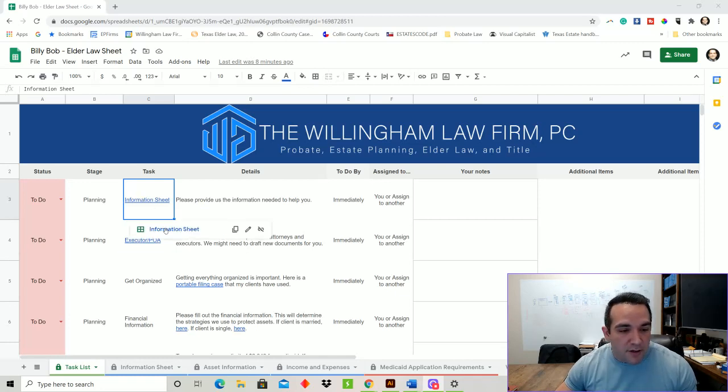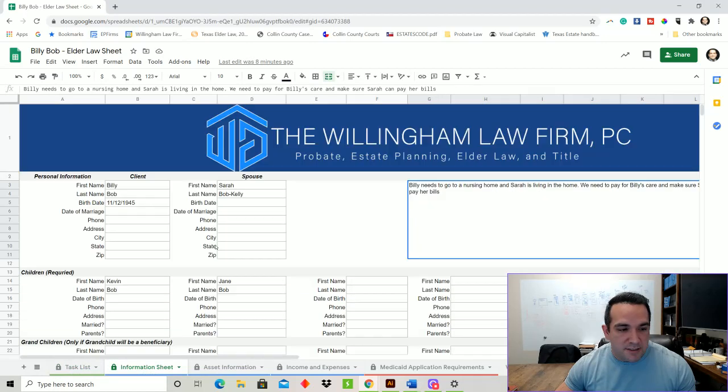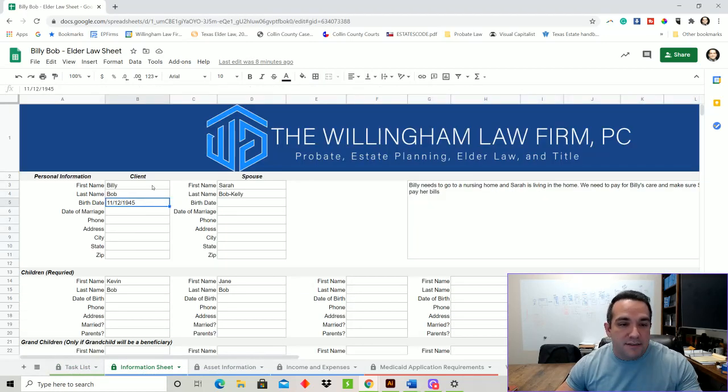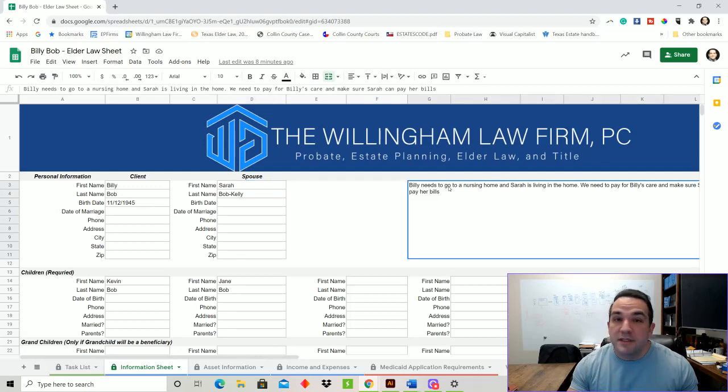But let's go to, first off, an information sheet. This is just basic information. I've entered in here just a few things to give an example. We're going to do something for Billy Bob and his wife Sarah. Billy Bob is going to go to a nursing home. Sarah's staying home. So we have to balance two things. We have to get Billy Bob his care taken care of and paid for, and we have to make sure that Sarah's going to be able to pay her bills.